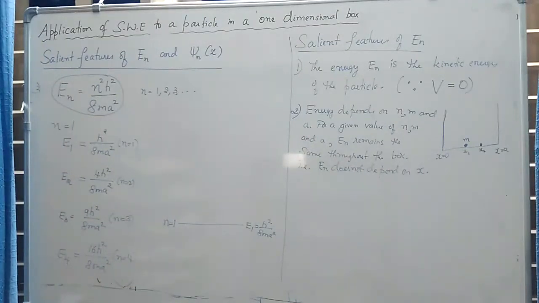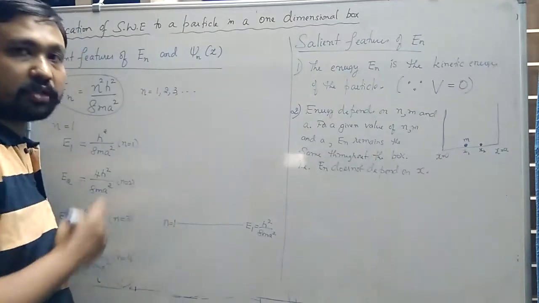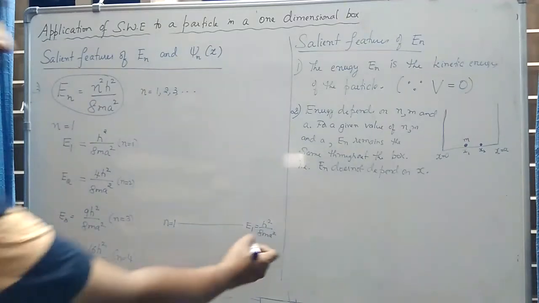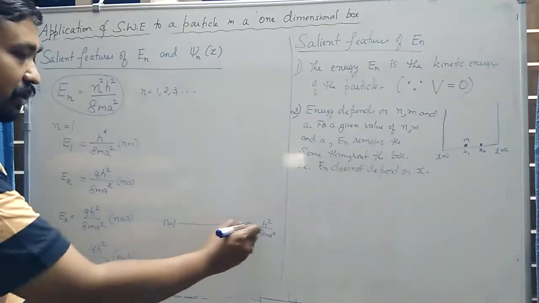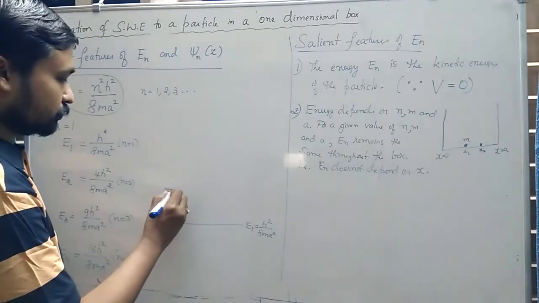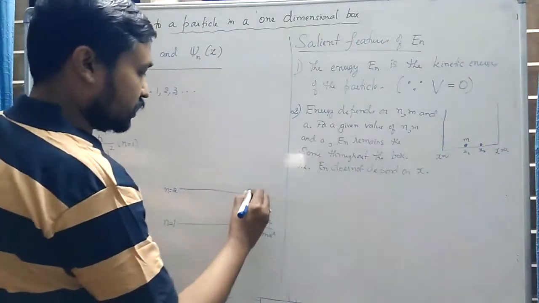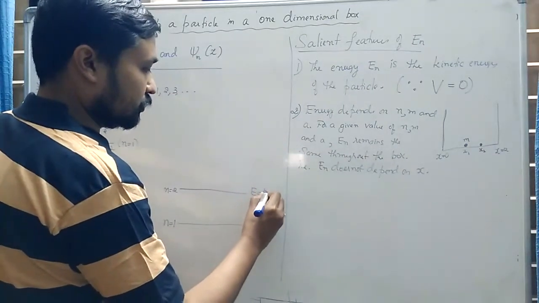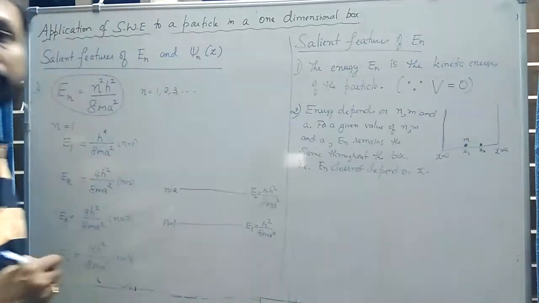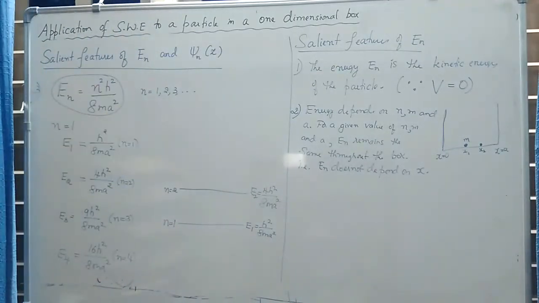Remember, I told you, what do you mean by state? The state of a system is specified by the value of the quantum number n. So n is equal to 1 represents the lowest state of the system having the lowest energy. So this level of energy is called an energy level. The next state that the particle can have corresponds to n is equal to 2, which has energy E2 corresponding to 4h square divided by 8ma square.